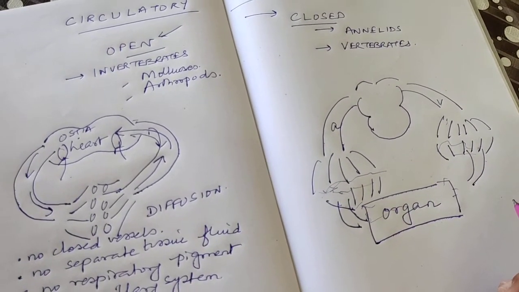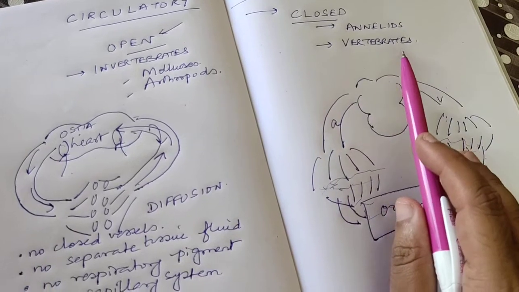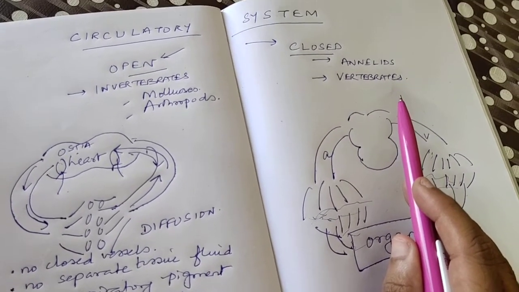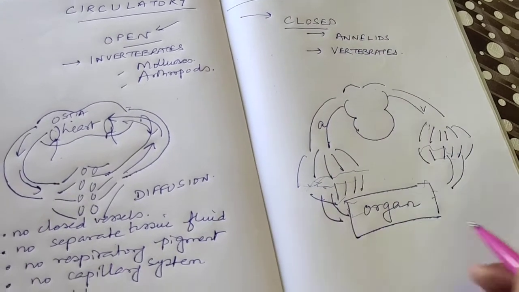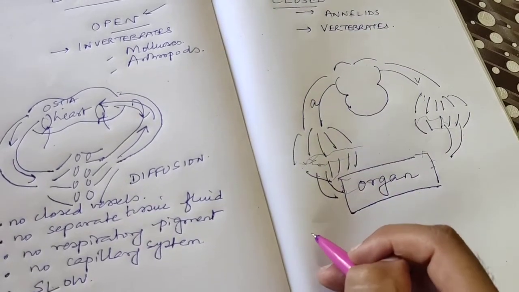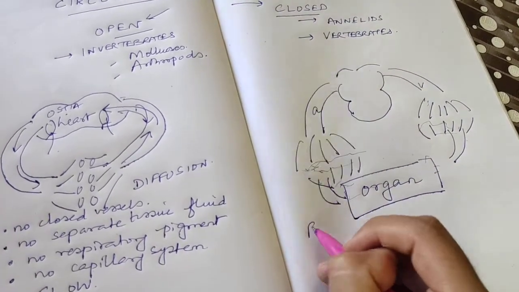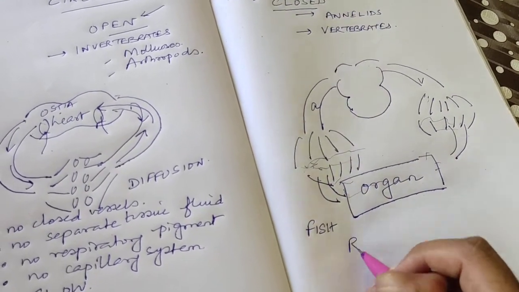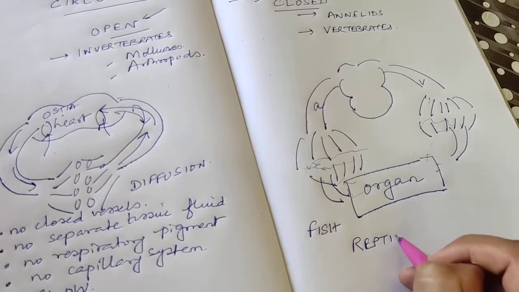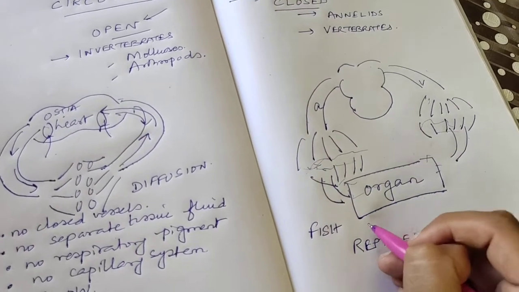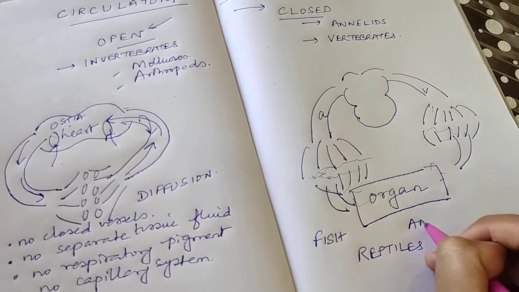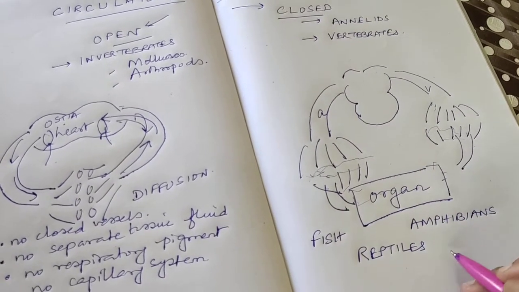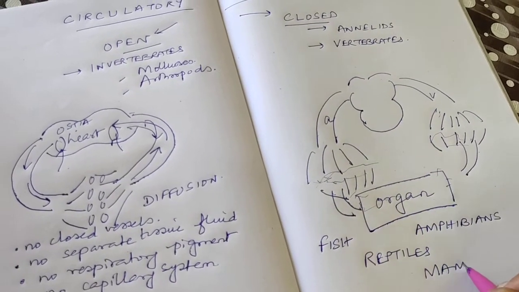So, in the closed system too, Mother Nature has undergone evolution from the fish to mammals. So we will see how the heart of the fish is different from that of reptiles, from amphibians to mammals.